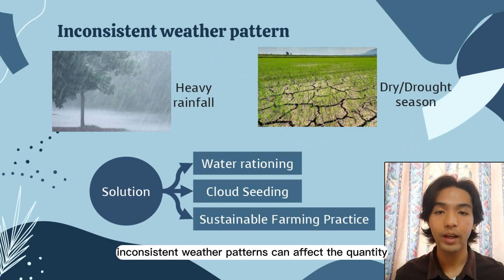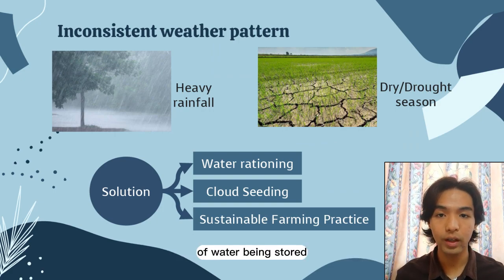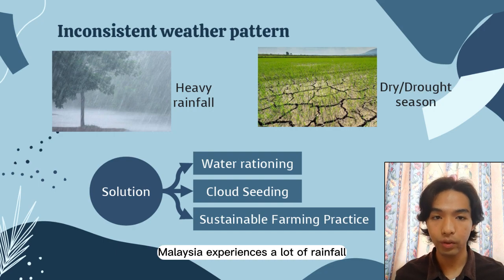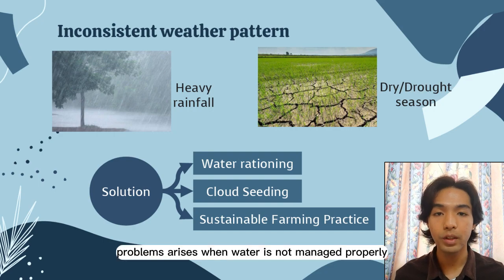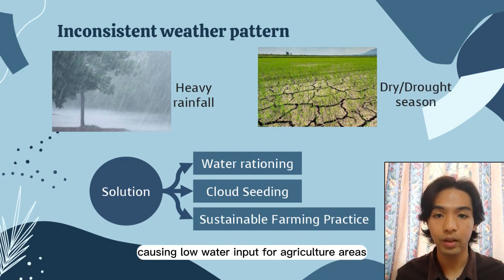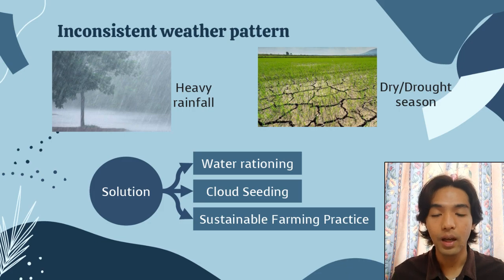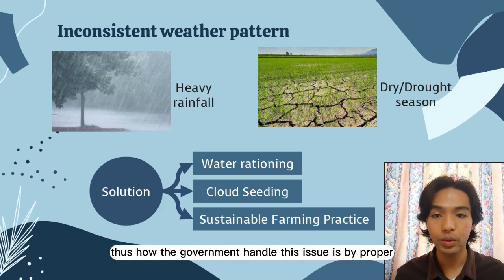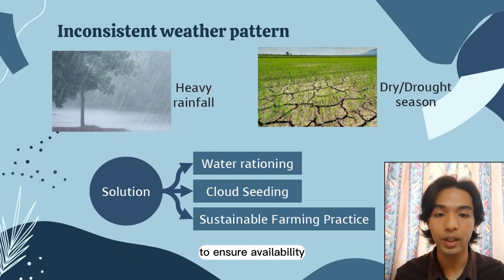Inconsistent weather patterns can affect the quantity of water being stored. Malaysia experiences a lot of rainfall, but it is seasonal. Problems arise when water is not managed properly during drier seasons when water can be scarce. The water levels in dams can be reduced significantly during drought season, causing low water input for agriculture areas and affecting the harvest. Thus, how the government handles this issue is by proper rationing of water supply for all the other sectors to ensure availability.